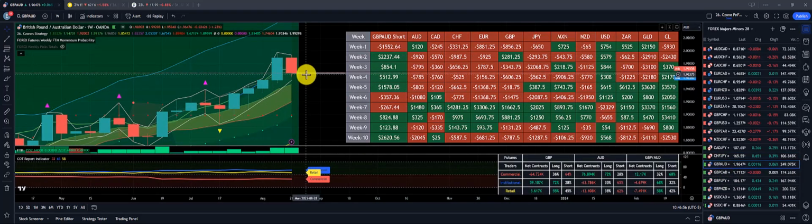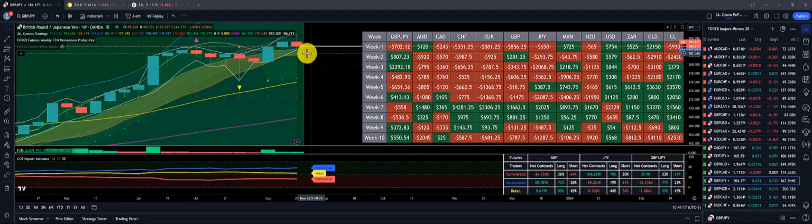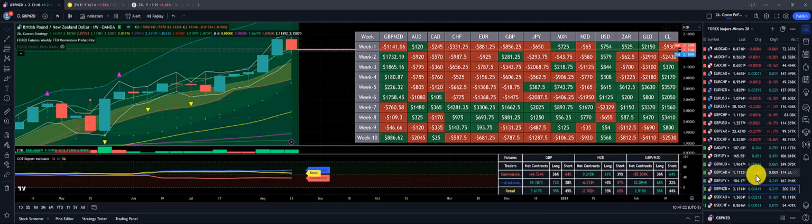British pound Aussie dollar, nice little wick trade here. We'll go ahead and go long with the stop here at the low of the previous week. Same with British pound Canadian dollar. Same with British pound Japanese yen. British pound New Zealand dollar.